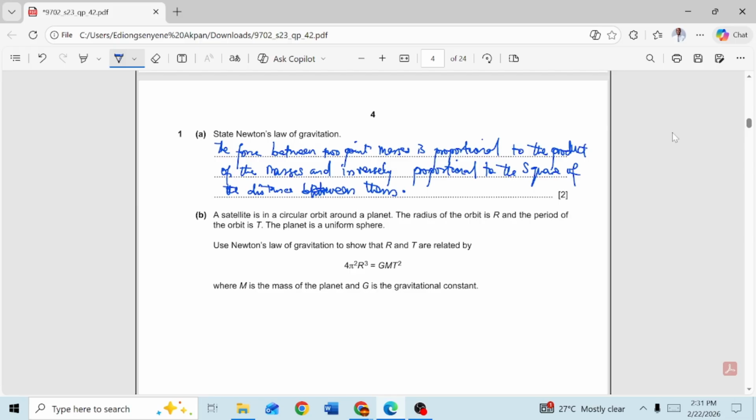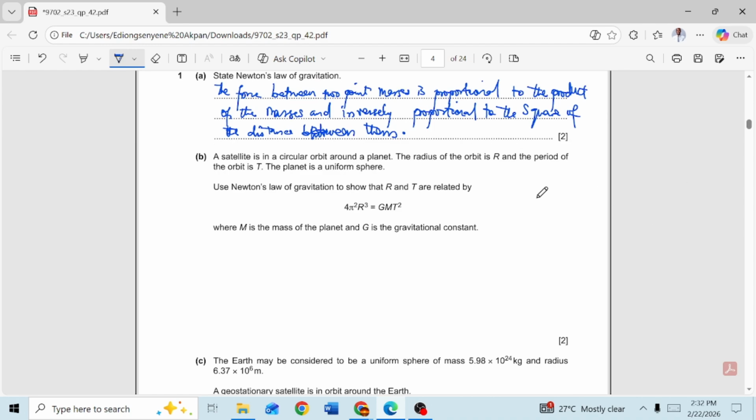B. A satellite is in a circular orbit around a planet. The radius of the orbit is r and the period of the orbit is T. The planet is a uniform sphere. Use Newton's law of gravitation to show that r and T are related by 4 pi squared r cubed equal to GMT squared, where M is the mass of the planet and G is the gravitational constant.